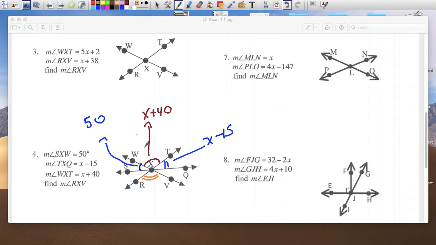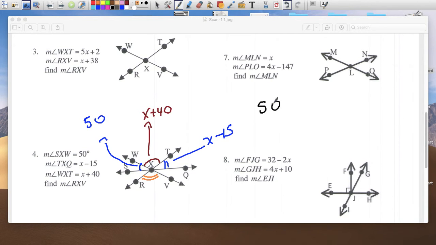Well, you can tell they're vertical angles, right? The red angle and the orange are vertical, but since I don't know the red, it doesn't really help me get the orange. So I need to do some solving here first. Let's look at these three angles: the one that's 50, the one in the middle, and this one. They're all in a straight line, which means that if I add all three angles, it has to give me 180, because it's a straight line.